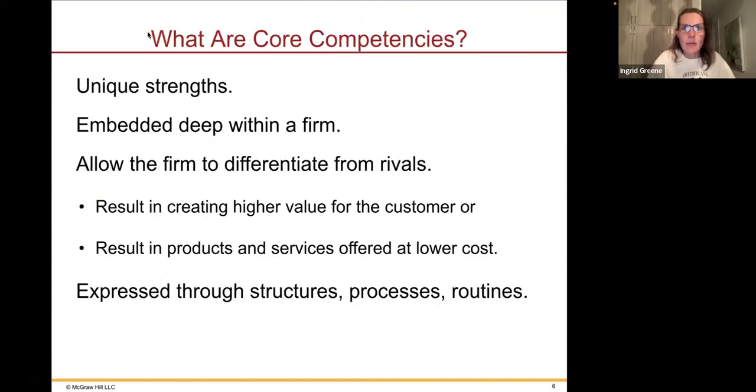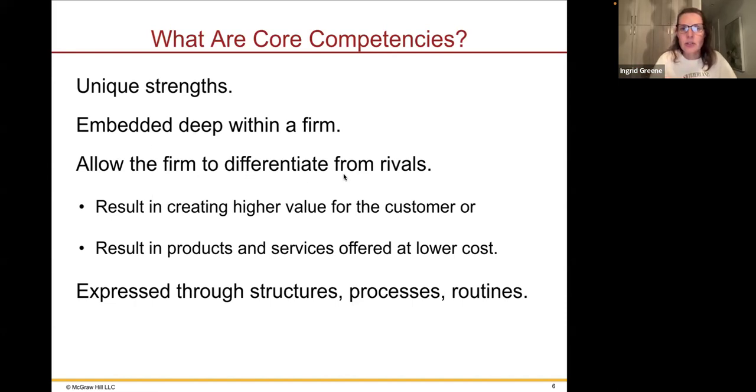So what are core competencies? These are really unique strengths. What does LMU do well? We do really well in social justice. We do really well living in Los Angeles and having a mission-based university. Core competencies are also embedded deep within a firm. I always read on online blogs of students looking at LMU that they tell you right away when you're on a tour, this is a Catholic university, 100%. It is deep within our organization.